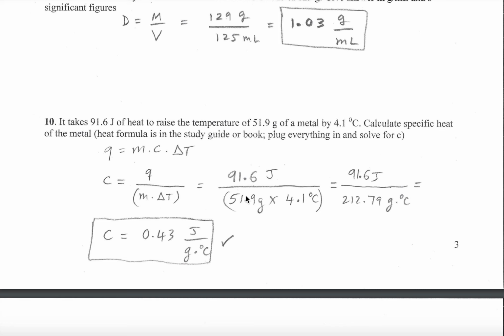If you do this without parentheses, the calculator will make a mistake. It will divide by 51.9 and then multiply by 4.1, which is wrong. It should divide by both altogether at the bottom, which is 212.79. So if you do as I show here, you should get 0.43 joule per gram degree Celsius, which is the correct answer.